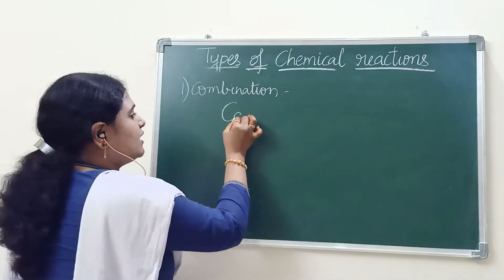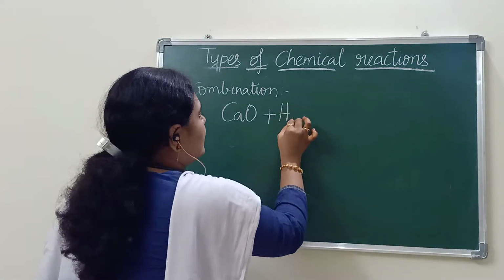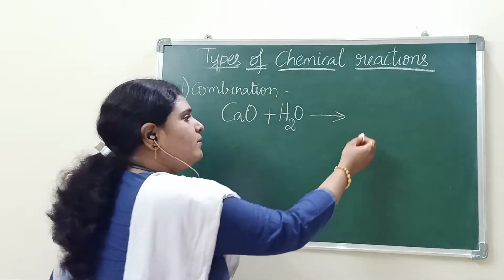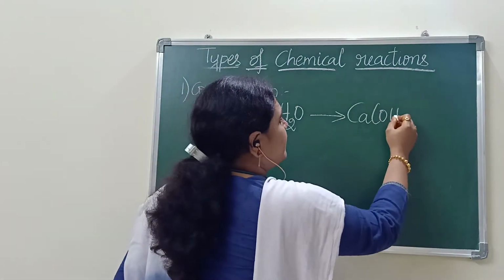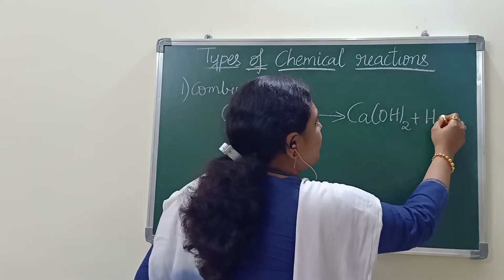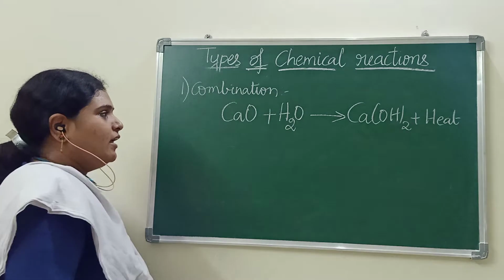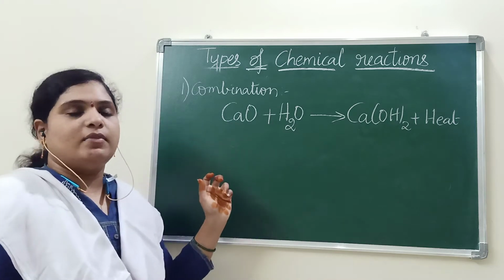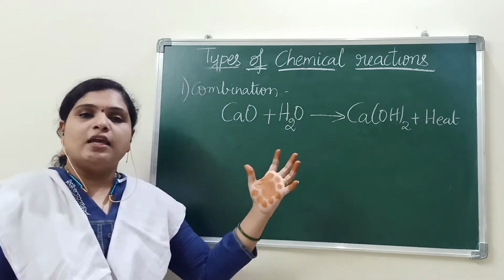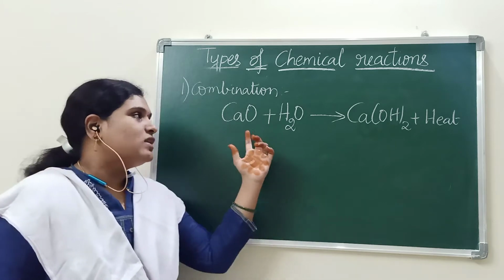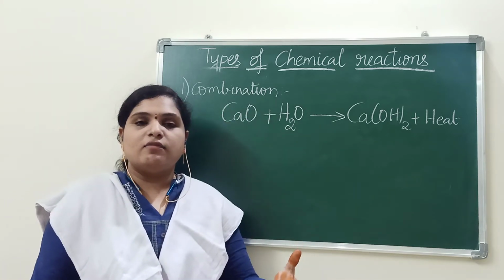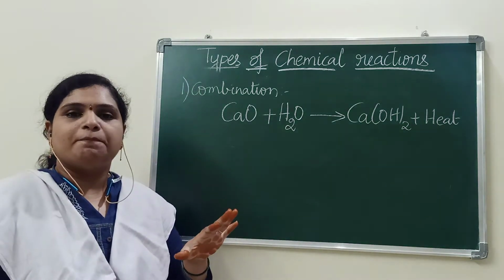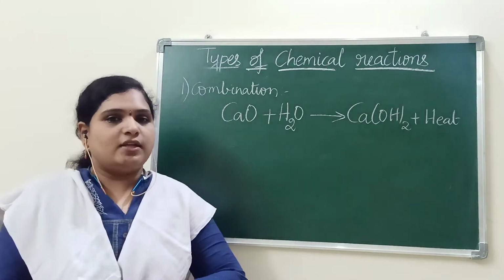The first reaction that I am going to give you is quicklime on dissolving in water. What will it form? Slaked lime it will form along with the liberation of heat. This is quicklime. When quicklime is dissolved in water, it will form slaked lime along with the liberation of heat. If we observe the container where we are mixing this quicklime with water, we can feel that warmness. Some heat will be liberated during the reaction. This is the first combination reaction.